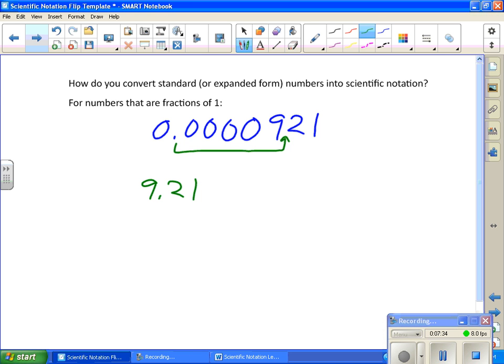That gives us 9.21. And then we count how many times we move that decimal point. And we moved it, using a different color, 1, 2, 3, 4, 5 times. So we would write 10 raised to the 5th power, but this is a fraction of 1, so we know that the exponent has to be a negative number. So we would write 9.21 times 10 to the negative 5.